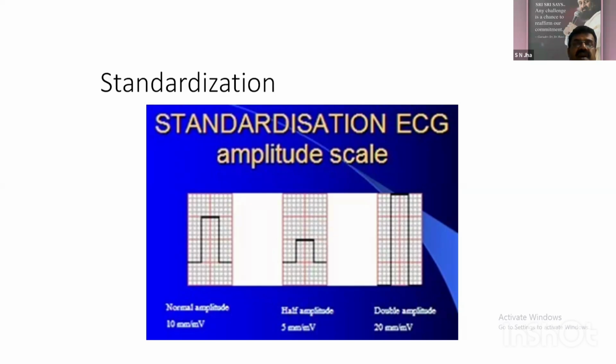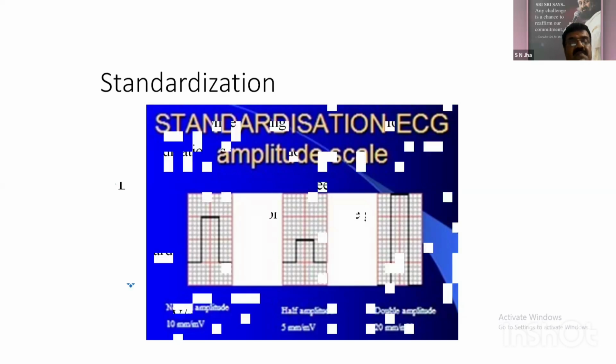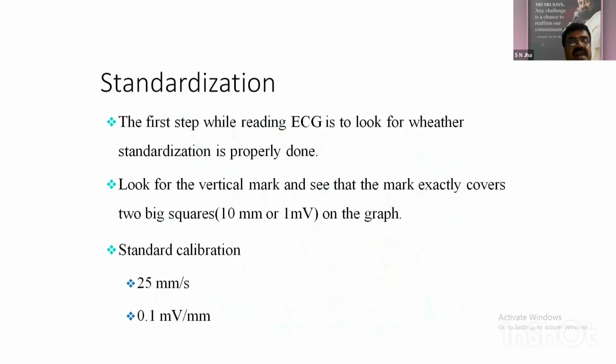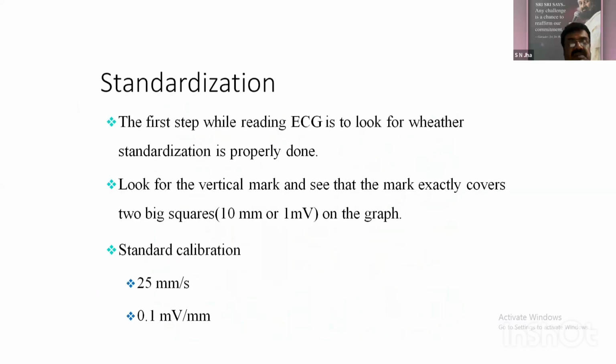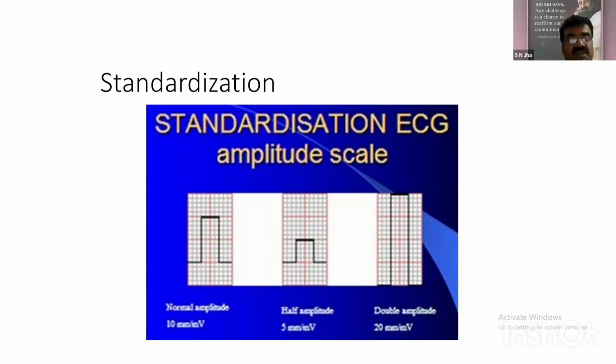Suppose in some ECG you find very tall waves that are not covered by the ECG paper. So we'll reduce the amplitude, take it as half, and then double it so that we can get the actual value. But in a normal ECG, the calibration means 1 millivolt is equal to 10 small squares.